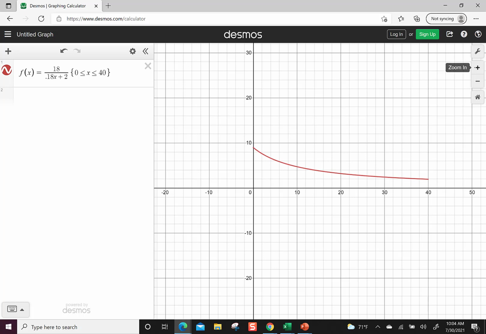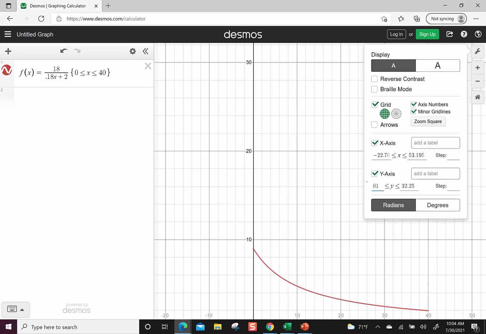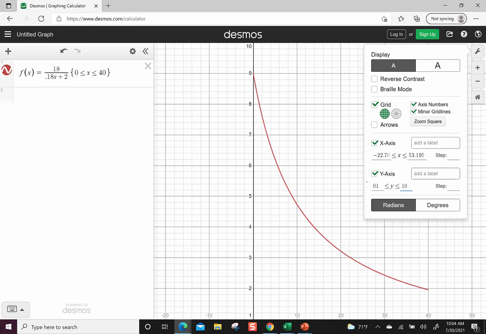If you want to zoom in a little bit more than that, you could hit zoom in. I like to go to the settings instead. And I can tell I need to see from 0 to 10, so that's what I'm going to do. On the settings, I'm going to say y, I would like to go from 0 to 10.